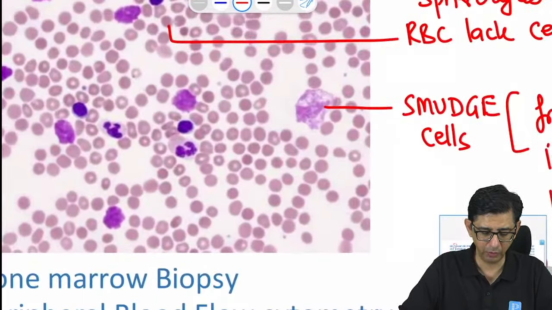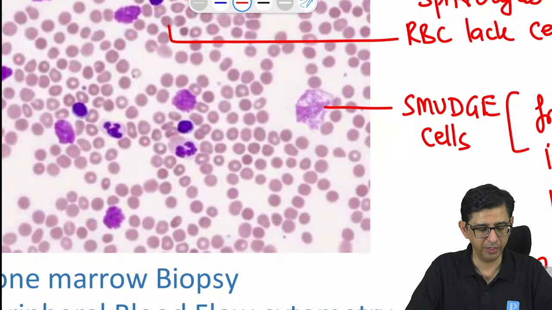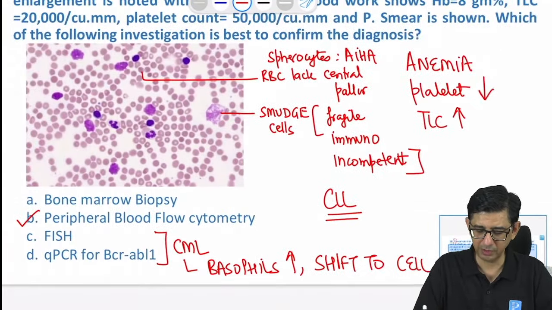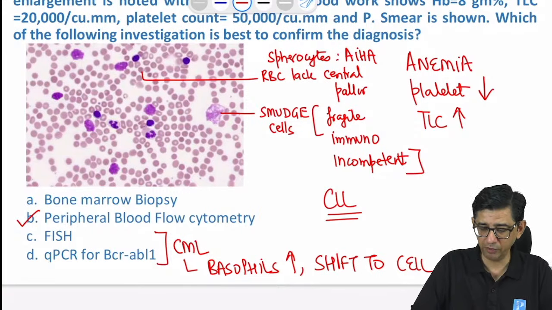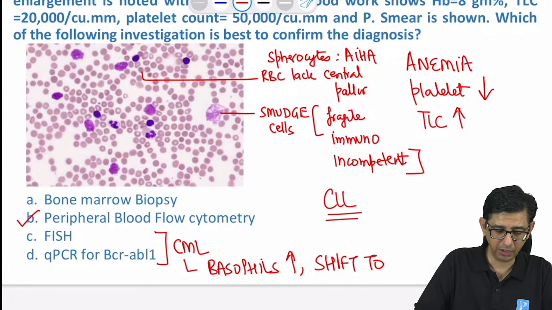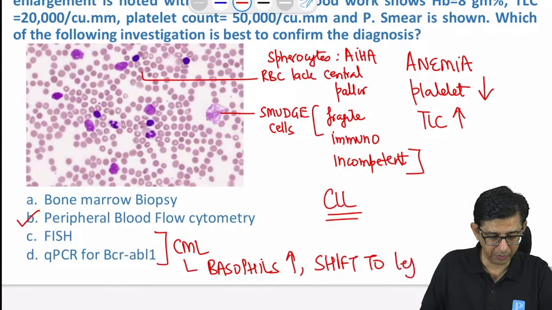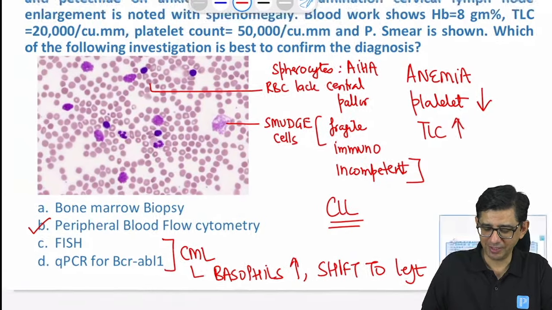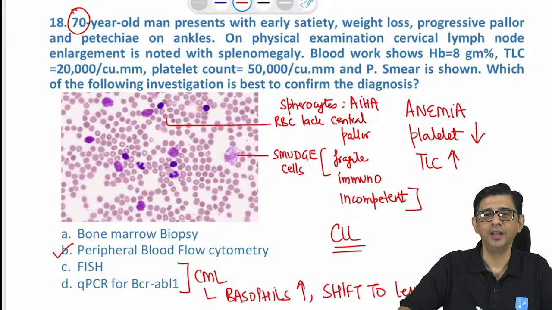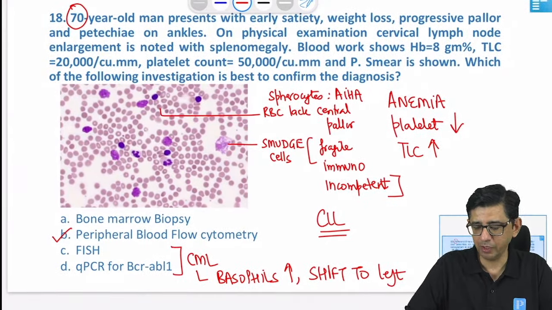Now you can see one neutrophil, all others are B lymphocytes. So considering the absence of basophilia and the shift to the left not being present in this case, this is not chronic myeloid leukemia. Okay, pseudo Gaucher. But at the same time, you also have to take into consideration the simultaneous picture in the patient from the blood work perspective also.